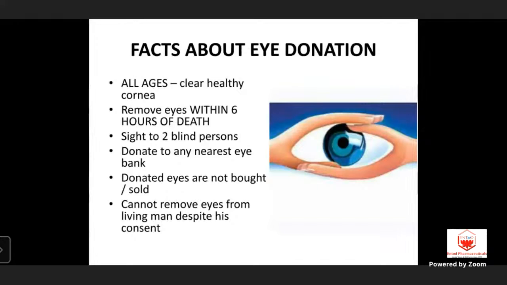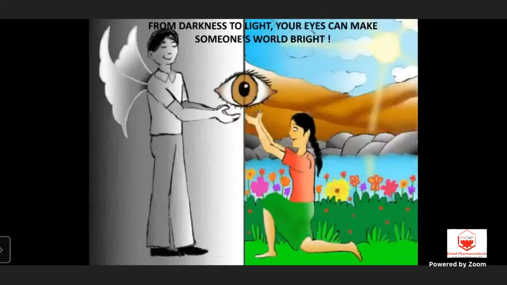Then we have some facts about eye donation. So all ages can donate your cornea. The only thing is that you should have a clear, healthy cornea. Then we should remove the eyes within 6 hours of death. Then if we donate one cadaver's eyes, it can give sight to 2 blind people. Then we can donate to any nearest eye bank. And these donated eyes cannot be bought or sold with money. And you cannot remove eyes from a living man despite him giving the consent. After he dies only we can remove.